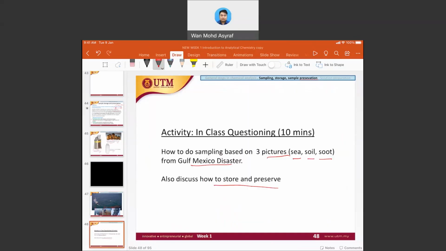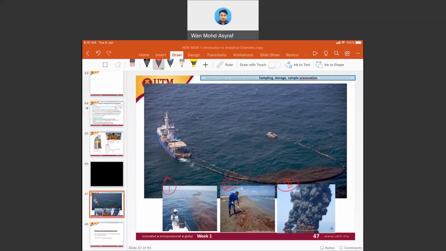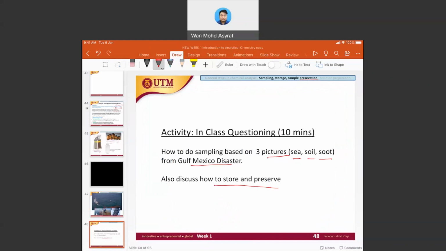The analytes depend on you. It is up to your imagination. But I want you to have some idea of how you are going to sample these three types of samples, and then how you are going to store and preserve them. You are free to Google as well. Everything that is logical is accepted. So for this activity, jot down on a piece of paper, take a picture, and upload it into the e-learning. All right.